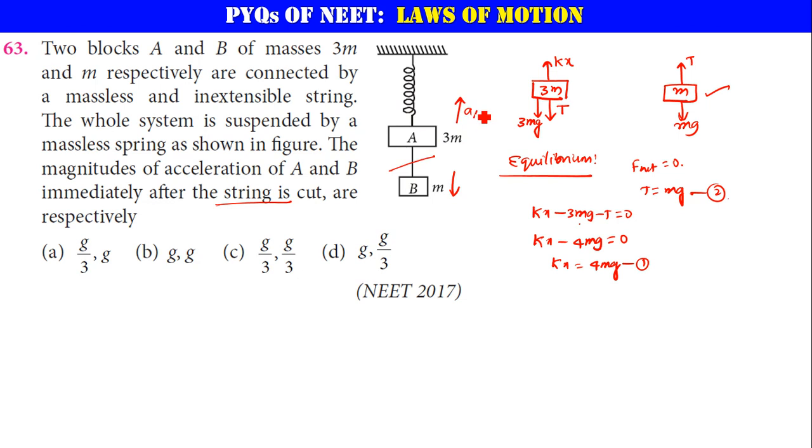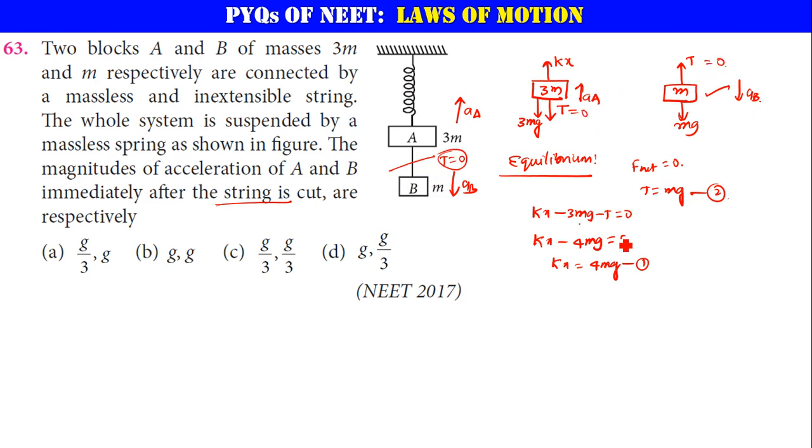So acceleration of A is in this direction, acceleration of B will be in this direction. Let me show that for acceleration here. Very good. And AB will be in this direction. And since you are cutting this string, the tension will become 0 immediately. Yes, tension will become 0.